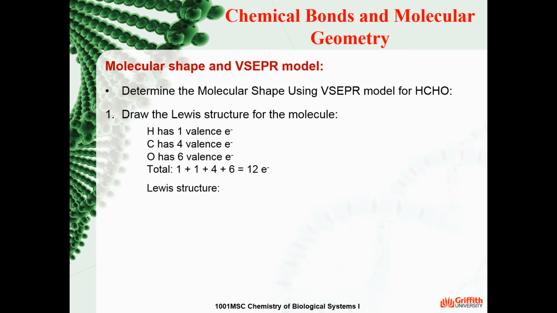Hydrogen can only have 1 bond, so it never gets the central position. Oxygen can form 2 bonds, and carbon can form 4 bonds. So we'll put the carbon as the central atom.